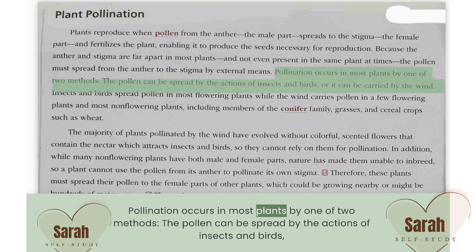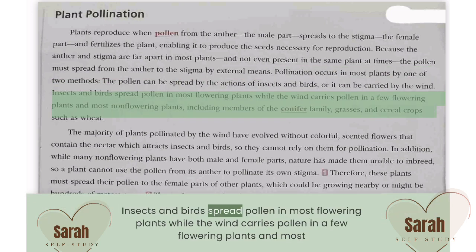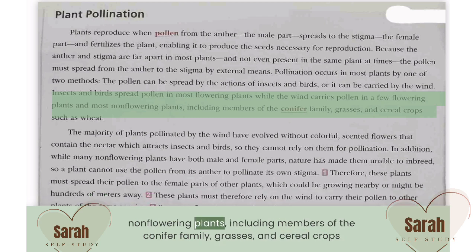Pollination occurs in most plants by one of two methods. The pollen can be spread by the actions of insects and birds, or it can be carried by the wind. Insects and birds spread pollen in most flowering plants, while the wind carries pollen in a few flowering plants, and most non-flowering plants, including members of the conifer family, grasses, and cereal crops.